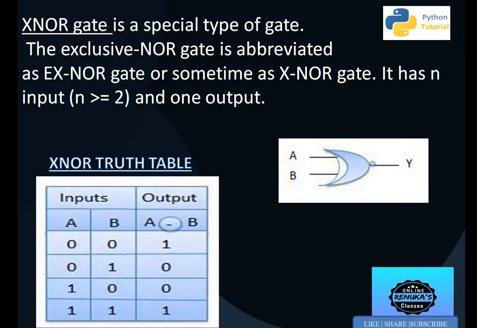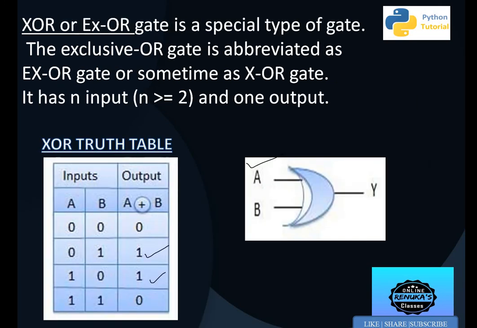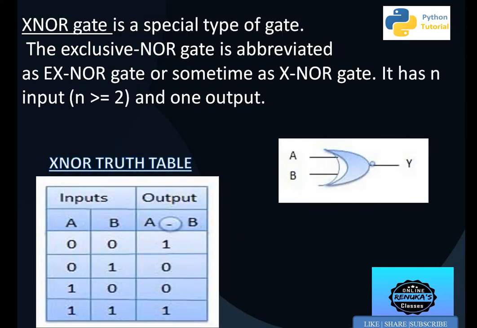Then exclusive NOR, it says that it is just the opposite of exclusive OR. Whatever is the output here, we will just complement it. Instead of 0 we will put 1, instead of 1 we will put 0. So it will be 1 0 0 1. So that is exclusive NOR truth table, and this is the symbol for exclusive NOR.